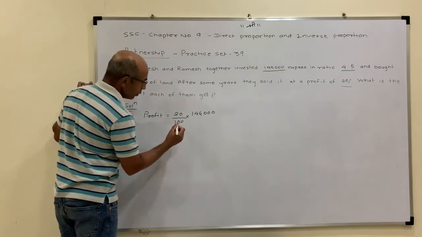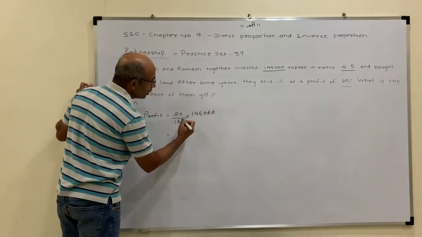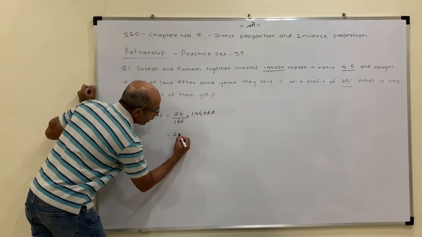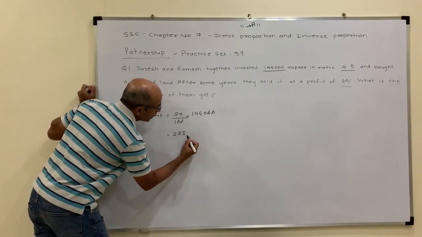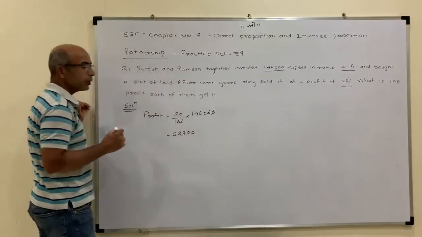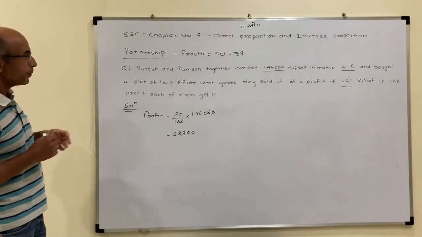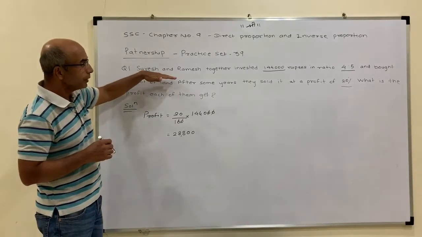So this cancels out, and we get 288, so the profit is 28,800. Now, in which ratio did they invest?